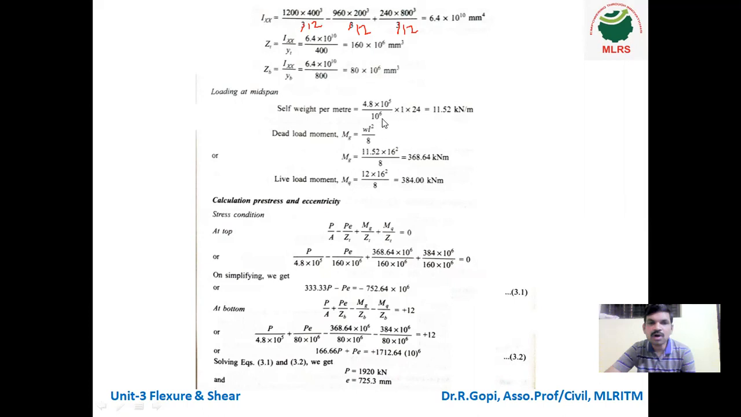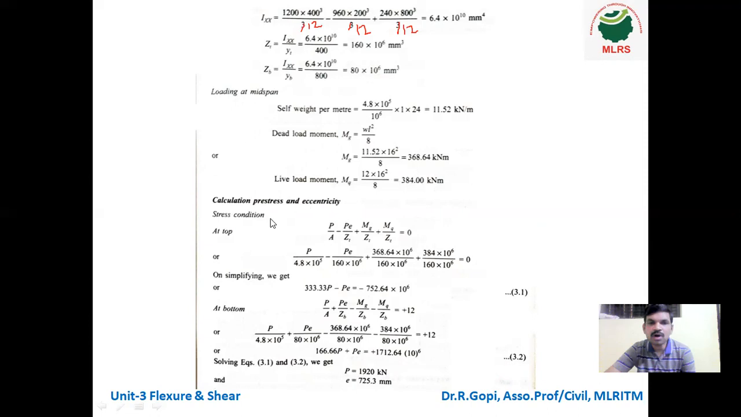Next, dead load bending moment. All are given in mm square, so you convert it into meter square. Dead load moment is WL square by 8, that also we calculated: 1.52 into 16 square by 8. And for the live load moment, the external load of 12 kilonewton per meter is acting, so 12 into 16 square by 8.